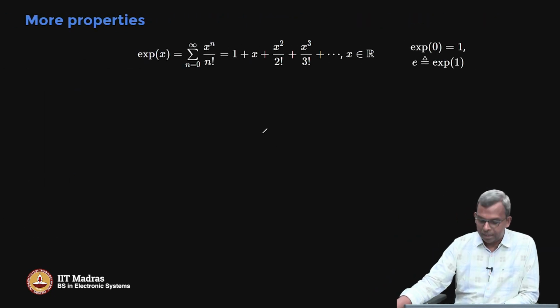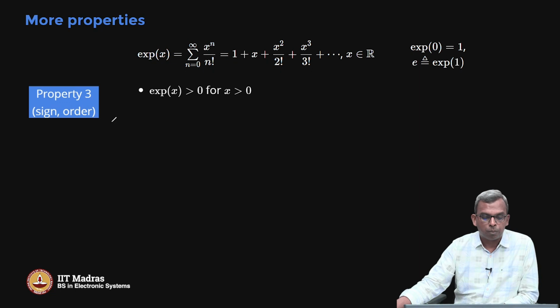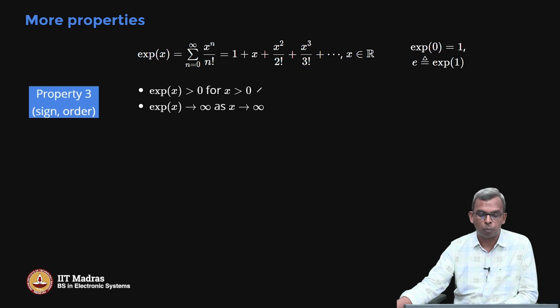Let's see a few more properties for the same exponential function. The first is, for x positive, exp of x is greater than 0. This is very easy to prove, right? For every term here, if x is positive, every term here is positive, and I'm adding all the positive things together, I can never get anything negative. Okay, so exp of x is greater than 0 for x greater than 0. Okay, so this is how the function behaves. We are looking at the behavior of the function.